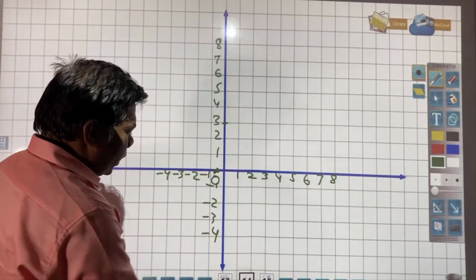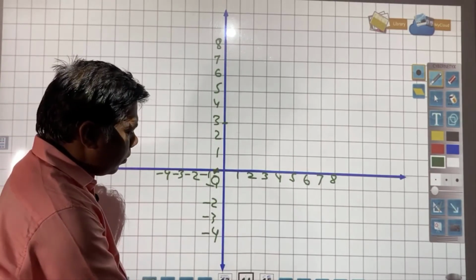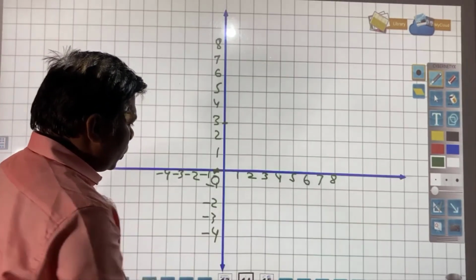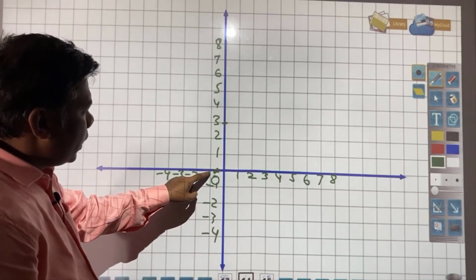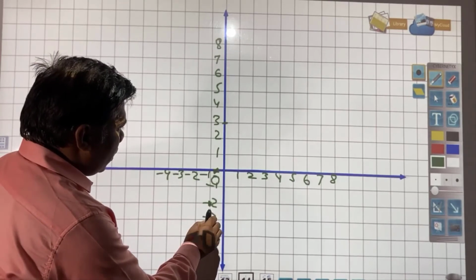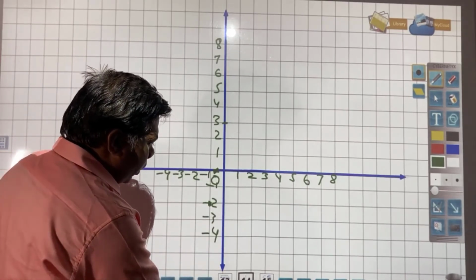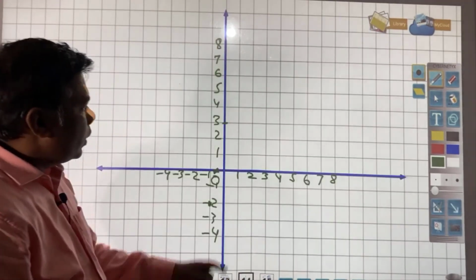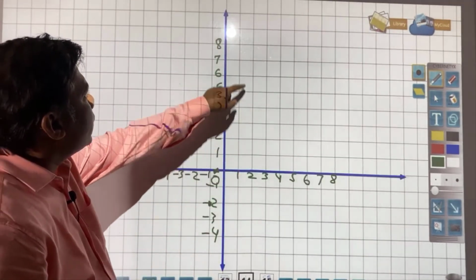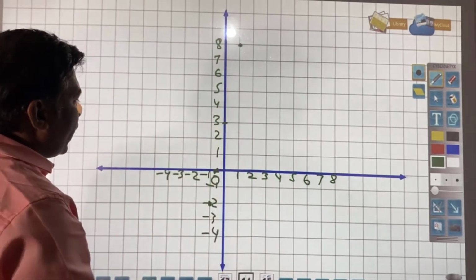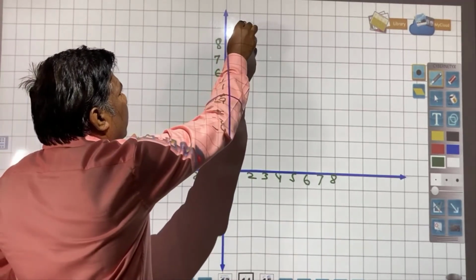Then next coordinate you have minus 1 and minus 2. You have minus 1 over here and minus 2 over here. So this point you will be having. And next coordinate you have 1 and 8. So this is 1 and this is 8. So your line will be drawn in this way.